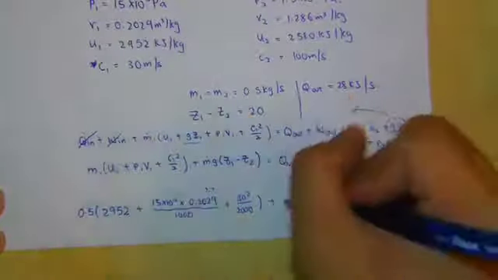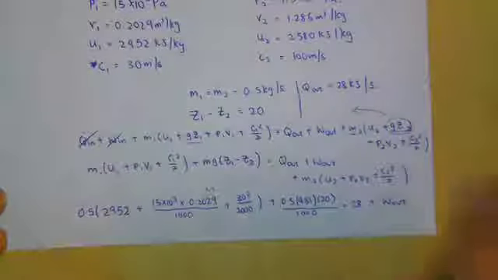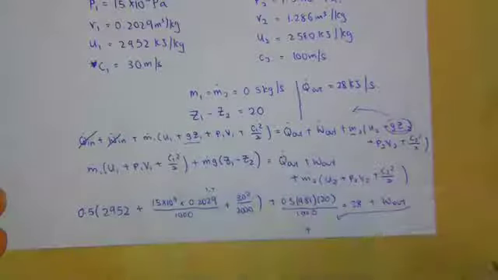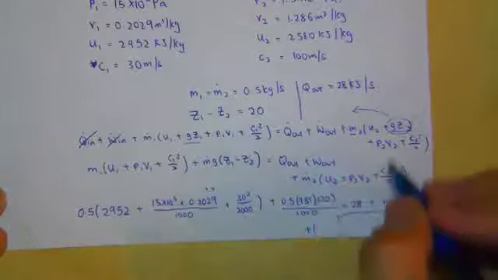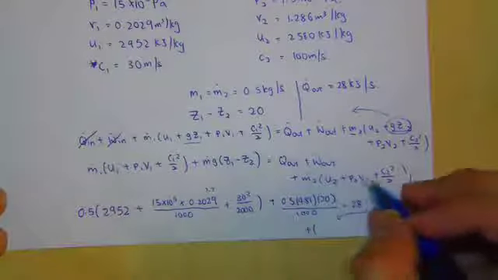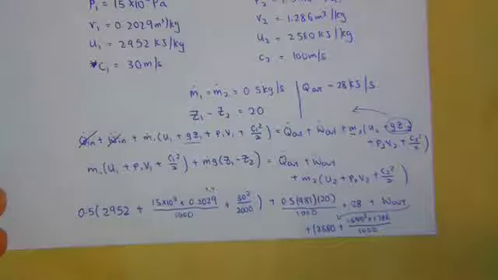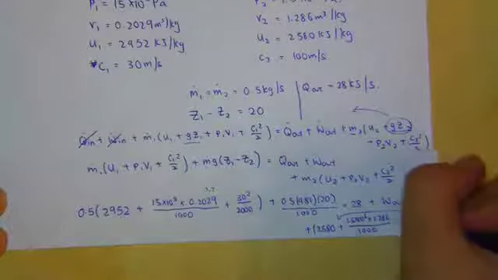Q dot out is 28 kilojoules per second, plus W dot out, plus, sorry, I have to squeeze here a bit, plus what? U2. U2 in this case is 2580, plus P2V2. So again, P2 times V2 divided by 1000, plus C2 square over 2000.